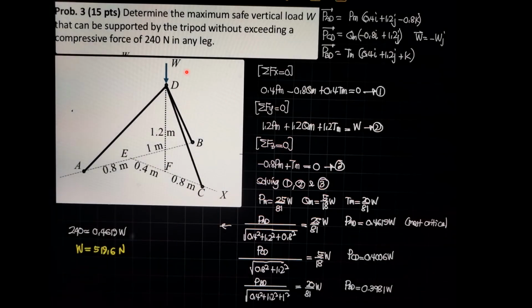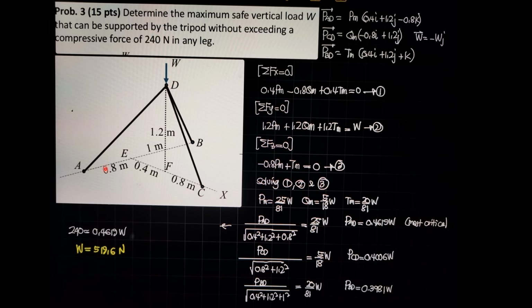So for problem 3, determine the maximum safe vertical load W that can be supported by the tripod without exceeding a compressive force of 240 newtons in its leg. So we expect that the forces are in compression. Each force is directed from the base to the point of application D.